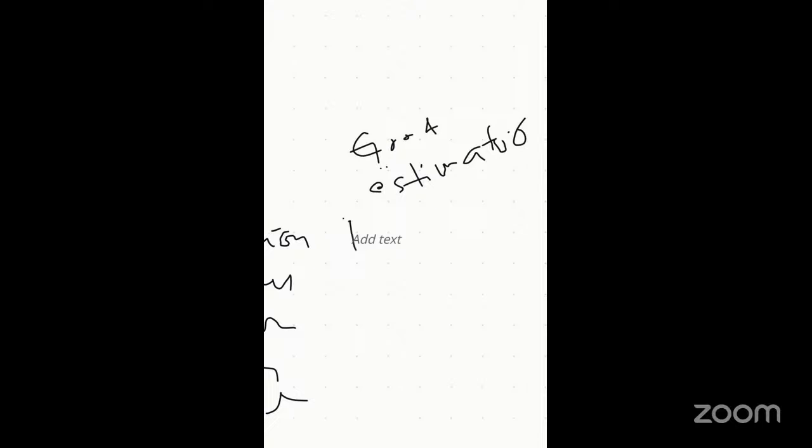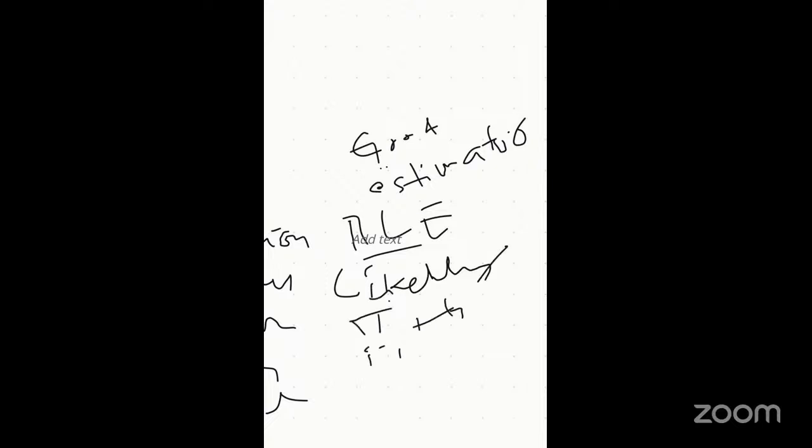Next, maximum likelihood estimation. The likelihood function is the product of the probability density function or probability mass function, f of xi comma theta, and this is called the likelihood function.